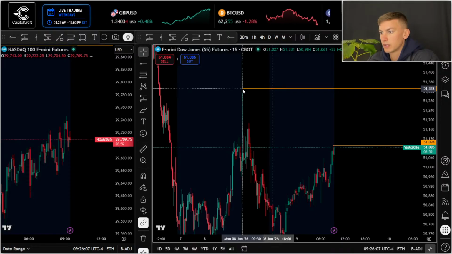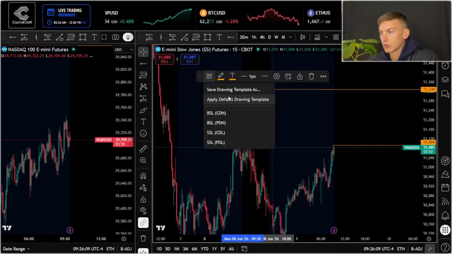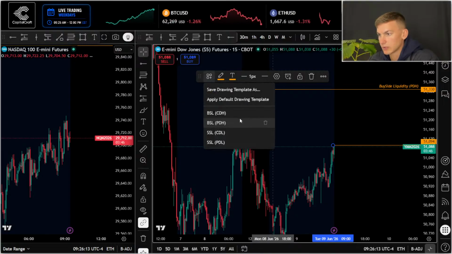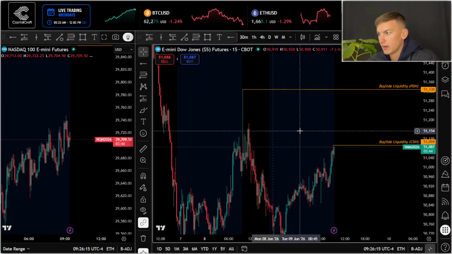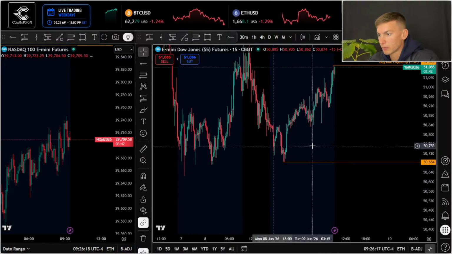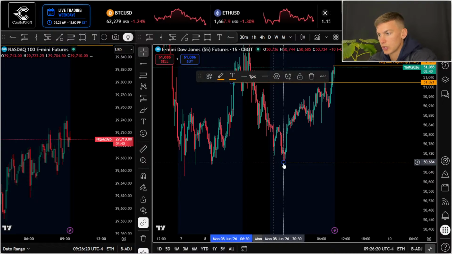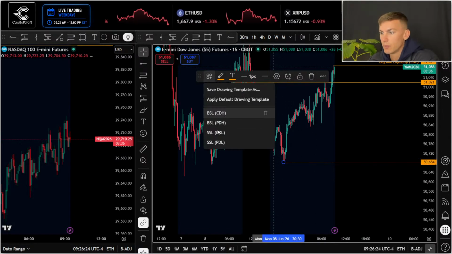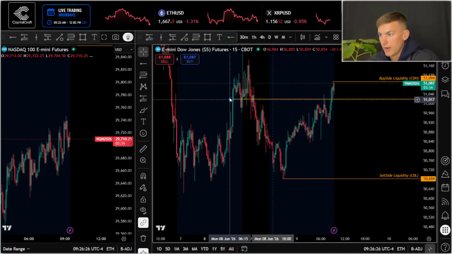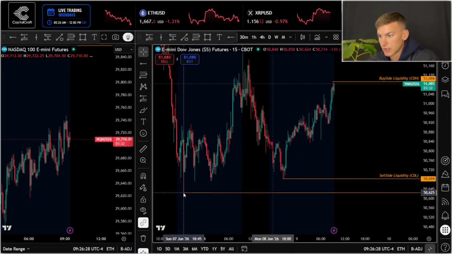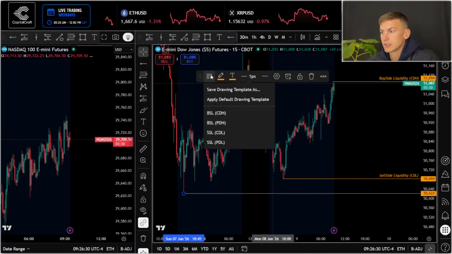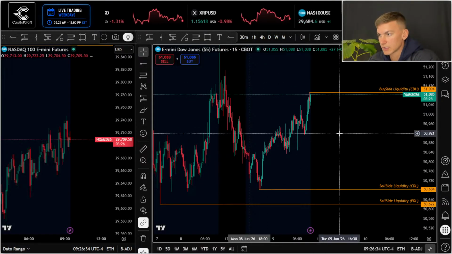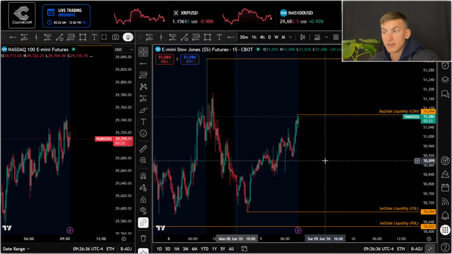So we've got here buy side liquidity in the form of previous day's high. We've got here buy side liquidity in the form of current day high. Then at the bottom of our trading range, we have our sell side in the form of current day's low, and we have sell side in the form of previous day's low. Alright, so we're pretty much just going to be doing the exact same thing on our other indices as well.